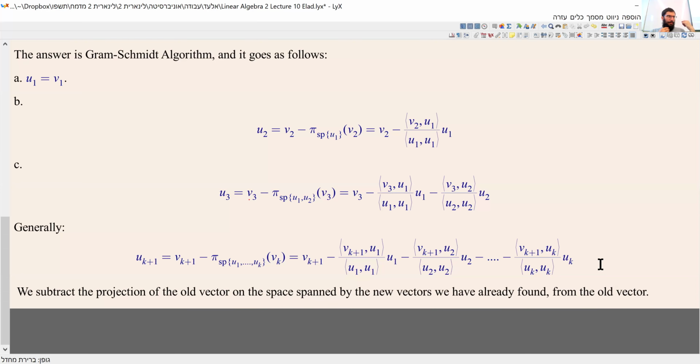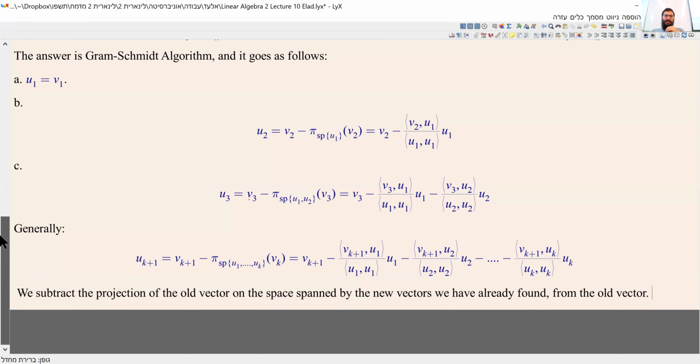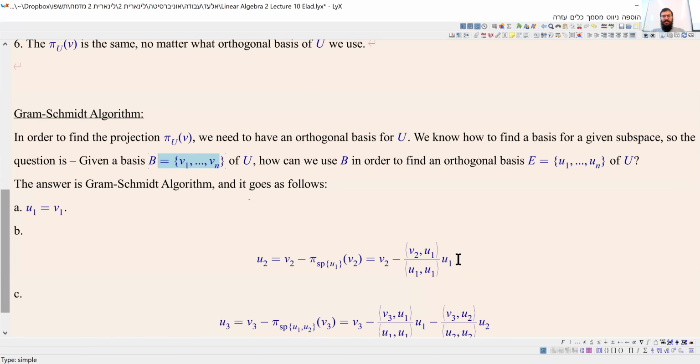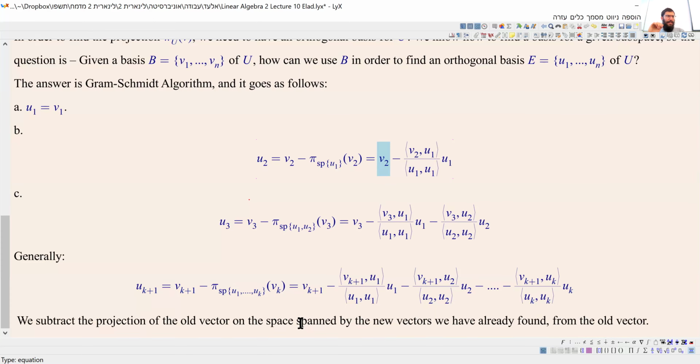Now, what we claim here is a double claim. First of all, I claim that it is a basis for the same subspace. It is not very hard to see. I mean, it's the same vectors, V1, V2, and so on. And secondly, and more important, the new vectors, U1 till Un, are an orthogonal basis. Not just a basis, but orthogonal. And if one wants an orthonormal basis, well, he can normalize each of the U's.